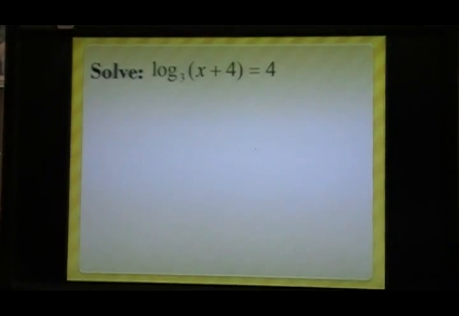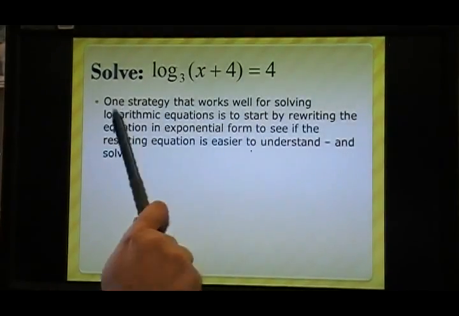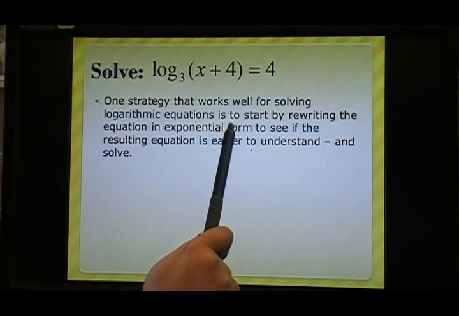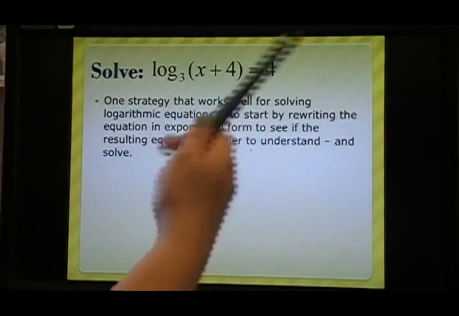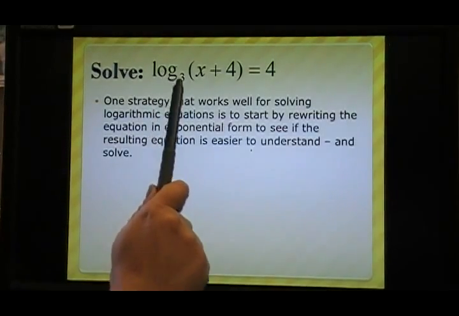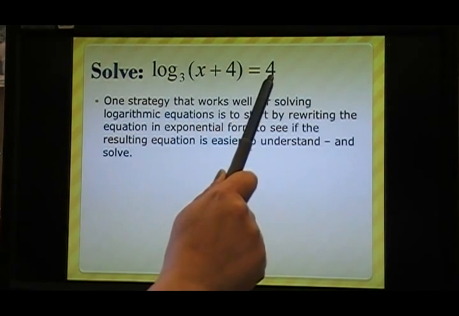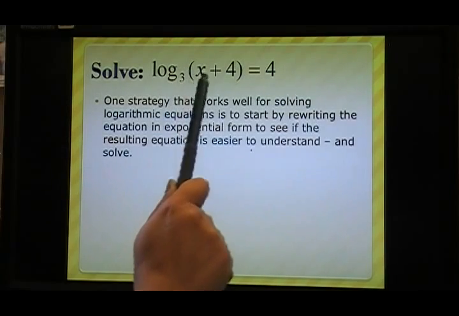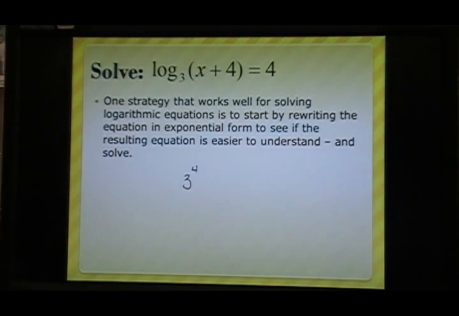And sometimes, like I said, being able to go back and forth is really helpful. One strategy that works really well for solving logarithmic equations is to start by rewriting in exponential form and seeing if what we have is easier to solve. So if I have this statement, log base 3 of x plus 4 equals 4, I'm saying that 4 is the power 3 must be raised to get x plus 4. Or that if I take 3 to the 4th power, I will get x plus 4.